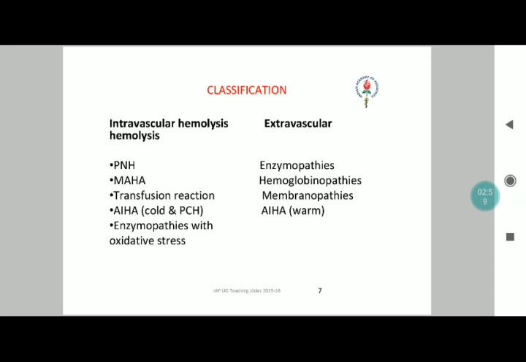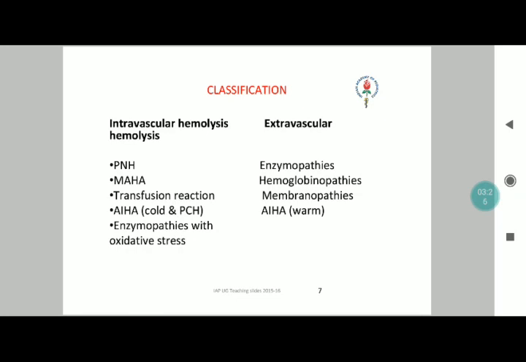Now, we can also classify the hemolysis as either intravascular or extravascular. Intravascular hemolysis is seen in paroxysmal nocturnal hemoglobinuria, microangiopathic hemolytic anemia, transfusion reactions, autoimmune hemolytic anemias, which can be either cold or warm, further subclassified, which I'll come to later, or enzymopathies with severe oxidative stress.